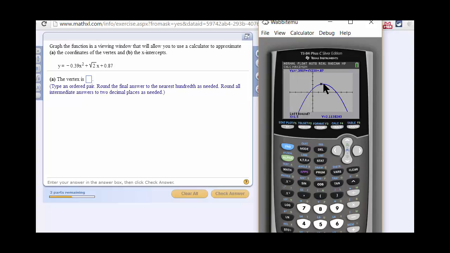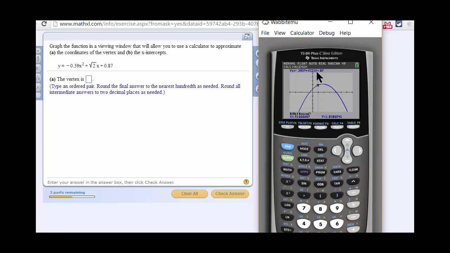Now left bound means am I to the left of the maximum? And yes, but I'd like to be a little more to the left just so it's visible. So there we go. Left bound, here's the vertex, and I'm on the left of the vertex. That's what a left bound is. So I'll hit enter.